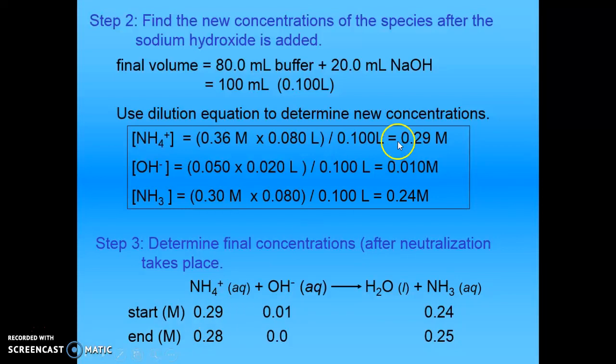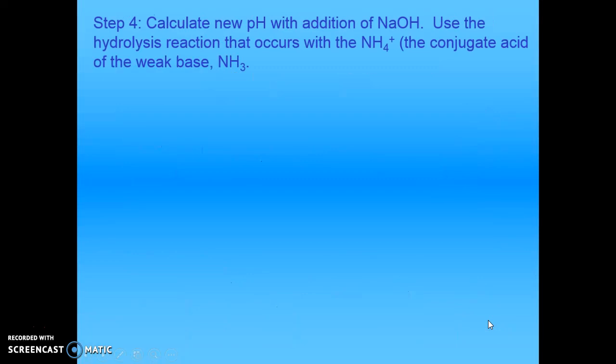So it started at 0.29. It's going to drop down to 0.28. We're going to increase the ammonia by 0.01. So we're going to go from 0.24 to 0.25. So that's what's going to happen. The OH minus is going to combine with the cation, the ammonium ion, and make more of the base. So this is essentially the neutralization that's happening. So now we have our concentrations of ammonium ion and ammonia base.